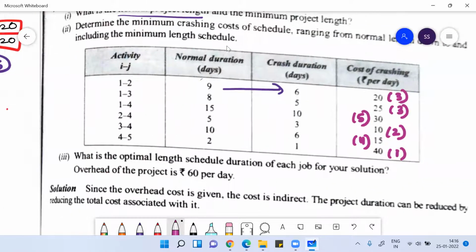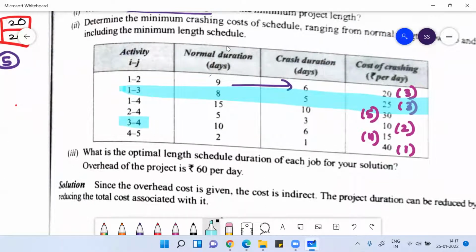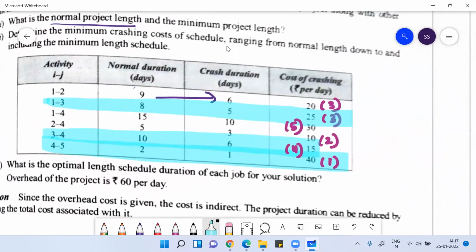1345. The crashing cost is 25 rupees. Then 1 to 3, then 3 to 4, and 4 to 5. Ultimately, your critical duration is 20 days, right? So what you will do is try to reduce your critical duration. From 20 days, you may make your project 19 days.